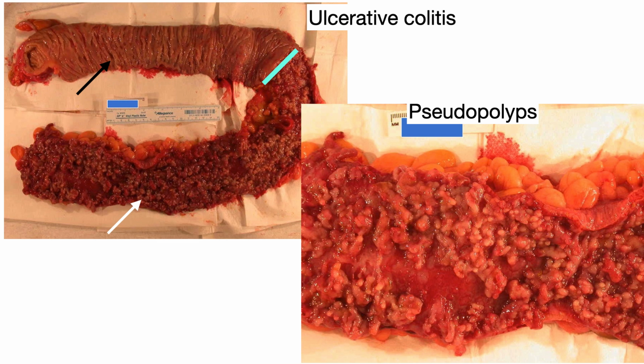So the next one's better. Top left shows one about half the colon. You can see the blue line up there. That shows basically the proximal colon. The black arrow is okay. The distal colon is all eroded, but there's little things sticking out. Those are pseudopolyps. Those are areas where the mucosa was left behind. And then my next one's going to show that too.